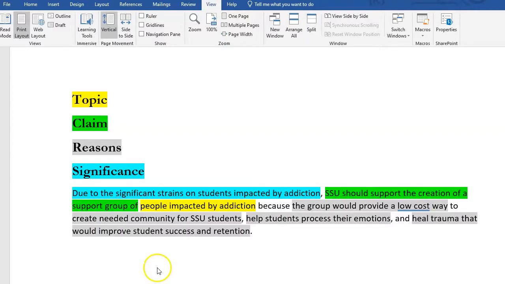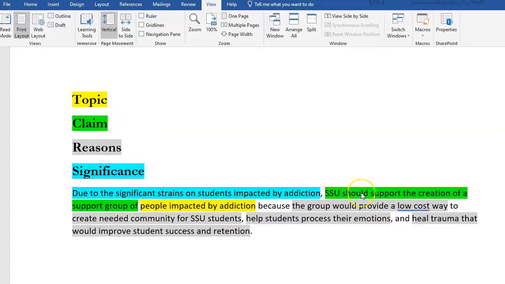But the significance explains why this is such an important issue that readers need to care about. So here's that sample thesis statement with the different areas highlighted with the topic, claim, reasons, and significance. We begin with the significance. Due to the significant strains on students impacted by addiction, again, this is why people should care about this. SSU should support the creation of a support group. That's the thing that I'm arguing for. It's the claim that I'm trying to make.